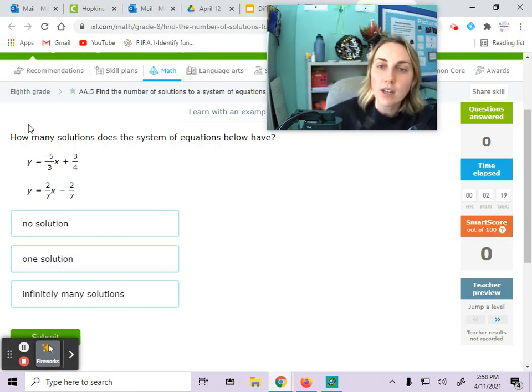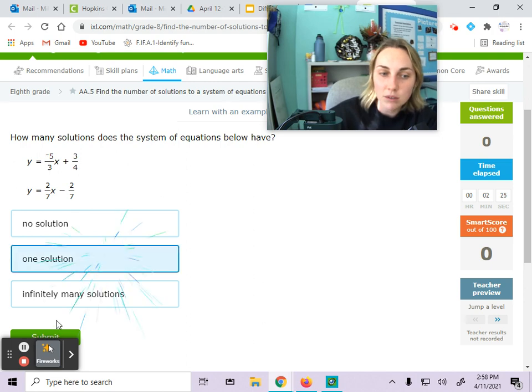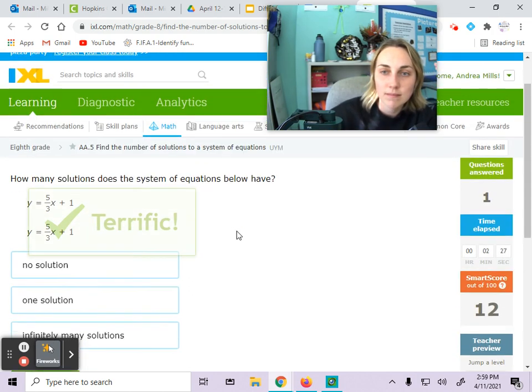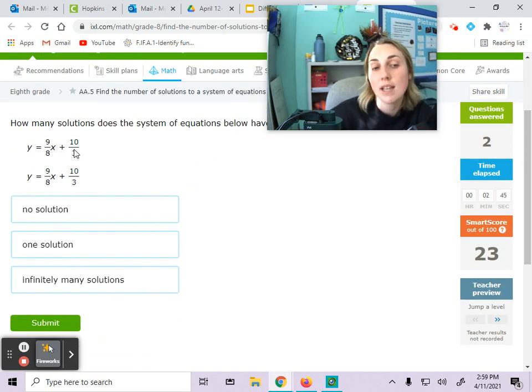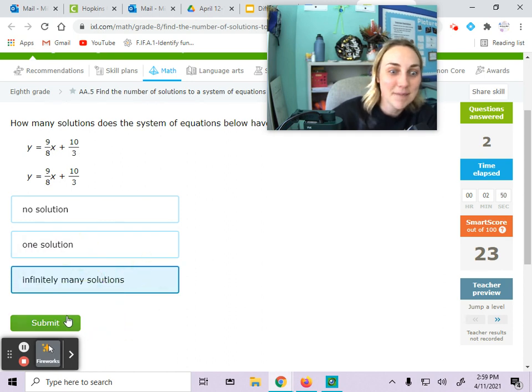Okay, so as y'all can see here, these slopes are different. So what that means is this is going to have one solution. Submit. All right, on this one, we have the same slope and the same y-intercept. So these are the exact same line. If it's the exact same line, you're going to have infinitely many solutions. Easy peasy, lemon squeezy. All right, and this one, same thing. Same slope and the same y-intercept, so you're going to have infinitely many solutions.